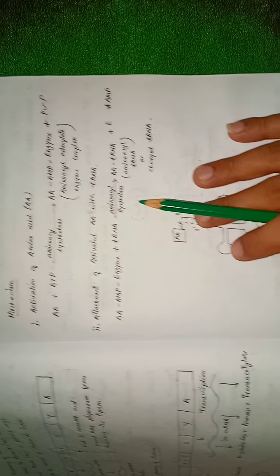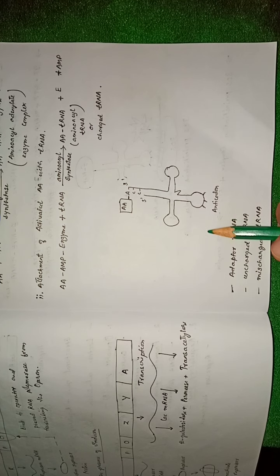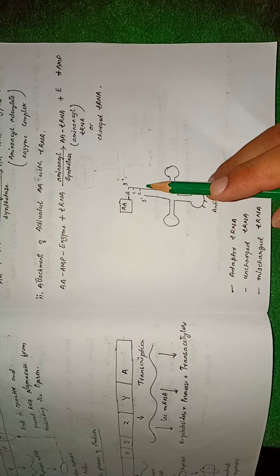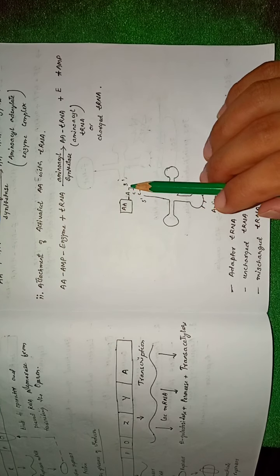Now this charged tRNA is used as an adapter molecule for decoding the genetic information stored in the mRNA. Hence this charged tRNA is also called the adapter RNA. So the amino acid will attach to the 3' end of the tRNA.